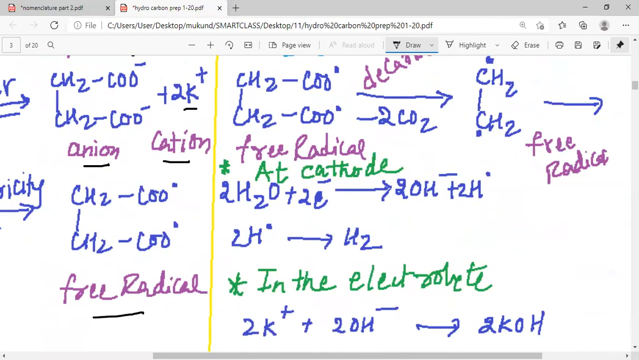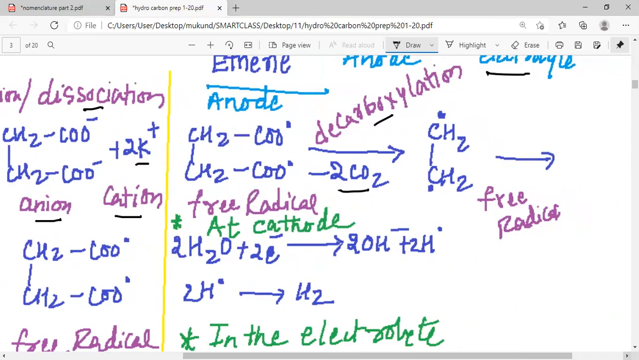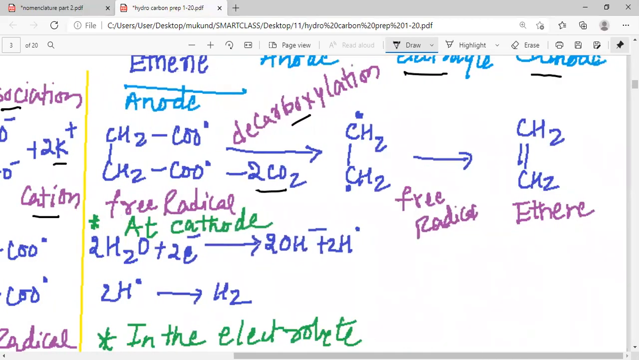This free radical undergoes the process of decarboxylation. So 2 molecules of carbon dioxide are removed and we get the CH2 free radical. Both of these electrons are collected to make the double bond, and from this free radical we get ethene.